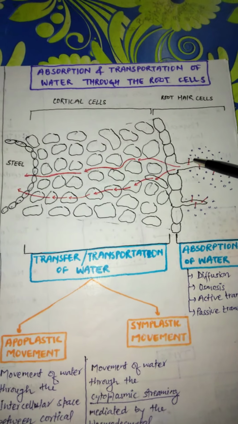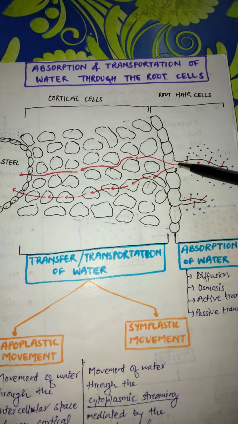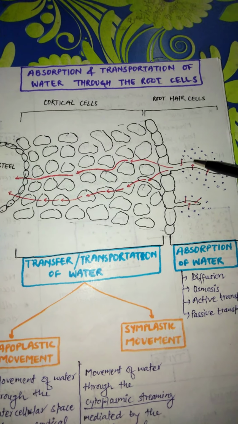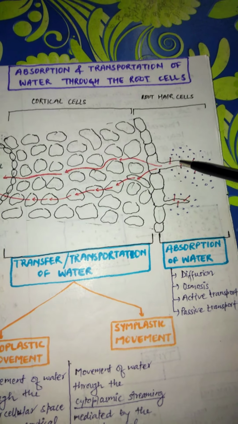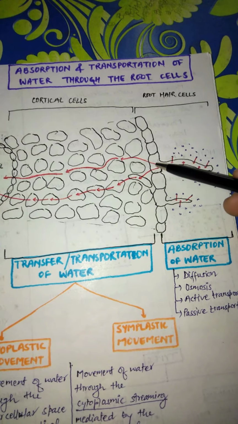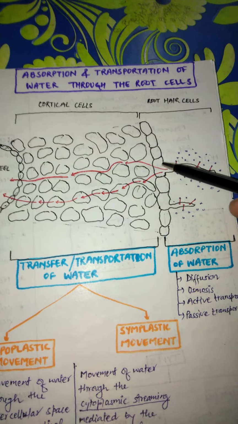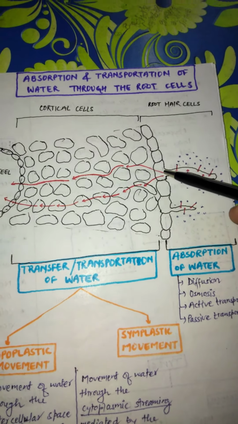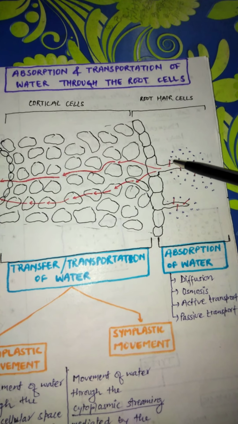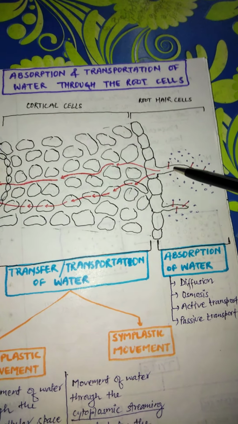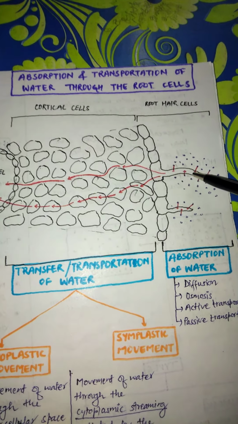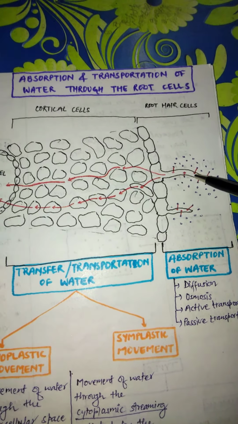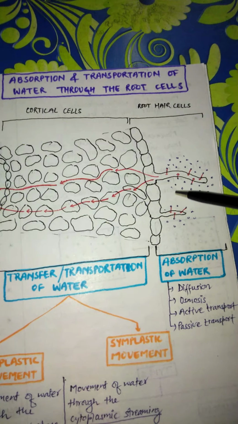For absorption, the structures of the root involved in this process are elevated or extended structures from the epidermal root cells, known as root hair cells. These root hair cells are unicellular, with elongated structures that have a hollow inside and also contain cytoplasmic content.